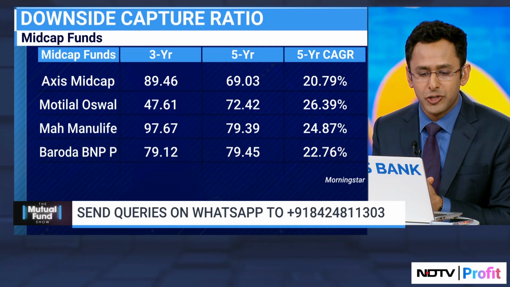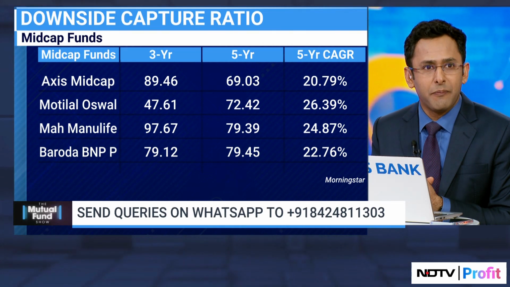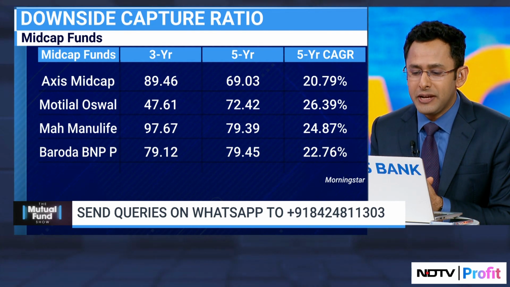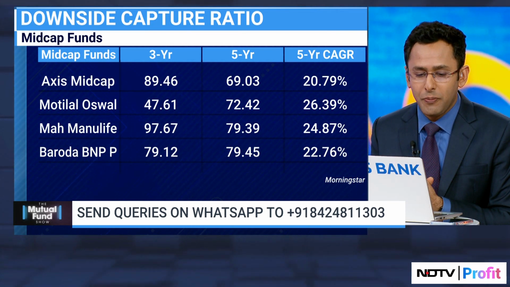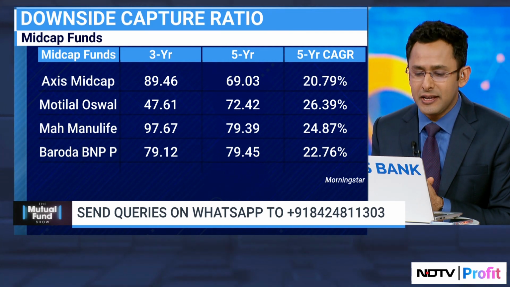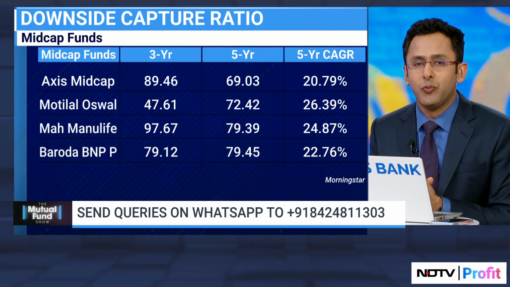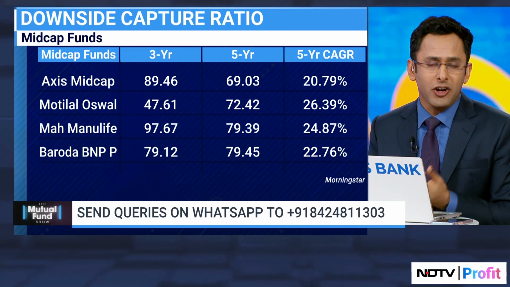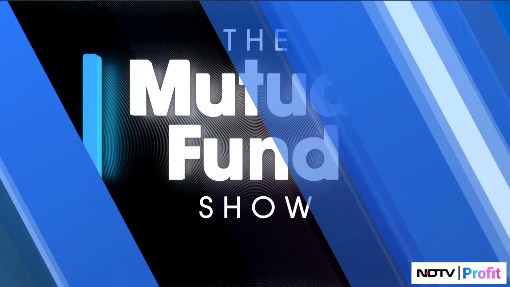Followed by Motilal Oswal, Mahindra Manulife, and Baroda BNP. So what I'm reading is that the top gainer in this category among these funds is Motilal Oswal. So would it be fair to say that they've got the best of both worlds? And it's not necessarily enough, Kaustubh, to only look at downside capture ratio, right?